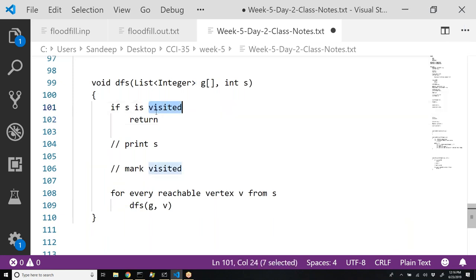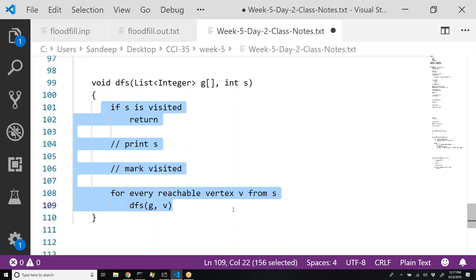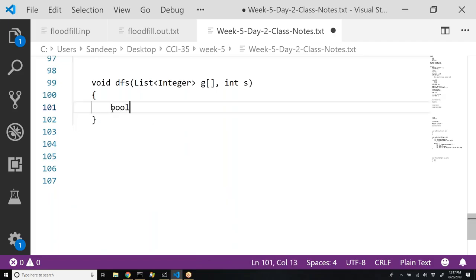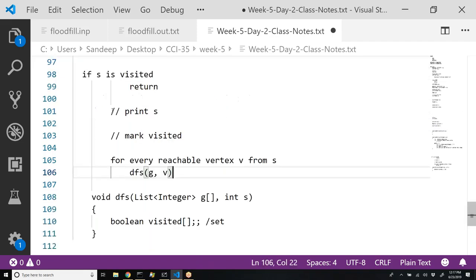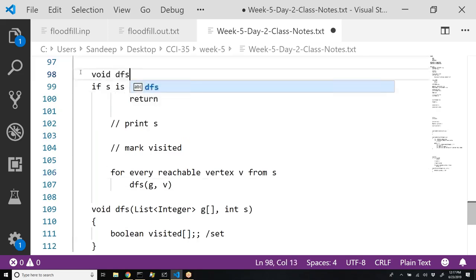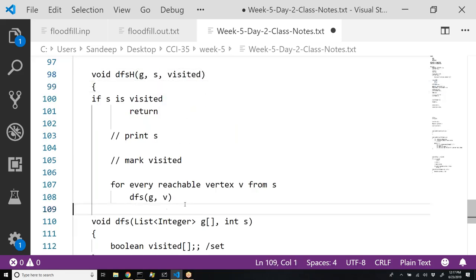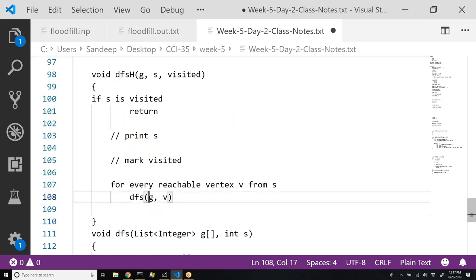But how do you account for this visited? This array somehow we have to fit. So what we can do, we can write this all thing in a helper function, and that helper function can be given a boolean visited array, or you can take a set. Write a helper, and that helper takes care of doing all this. So void DFS helper. This helper will take graph, this will take start vertex, this will also take a visited array, so that you modify that visited array, and call DFS of H.